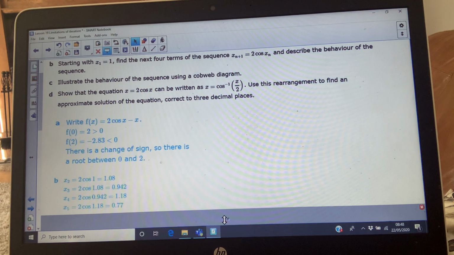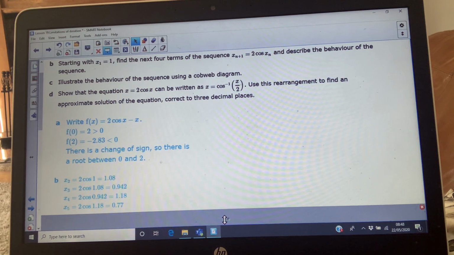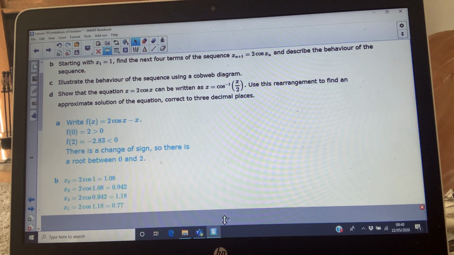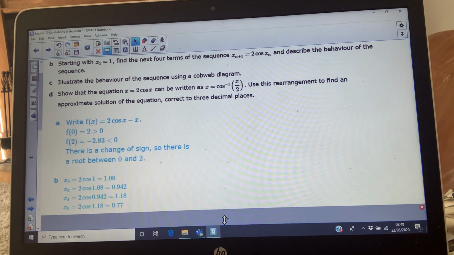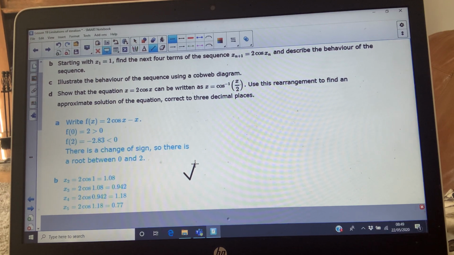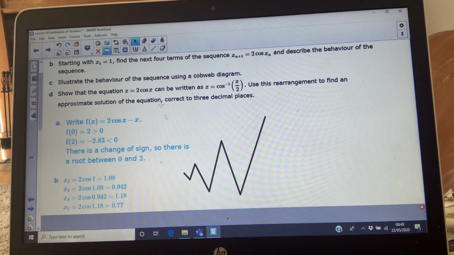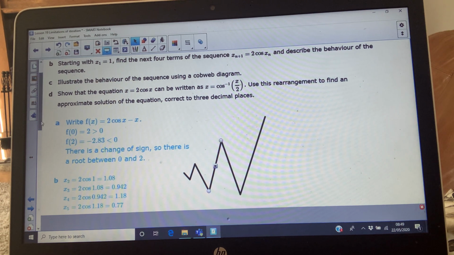If you were to draw this, it is going to be a bit like a cobweb diagram. It's getting further away. You're not oscillating towards a point, you're oscillating away. You could think of this as some sort of zigzag, getting bigger and bigger and bigger, oscillating away, isn't it? I don't really want that in our notes, so I'll get rid of that.